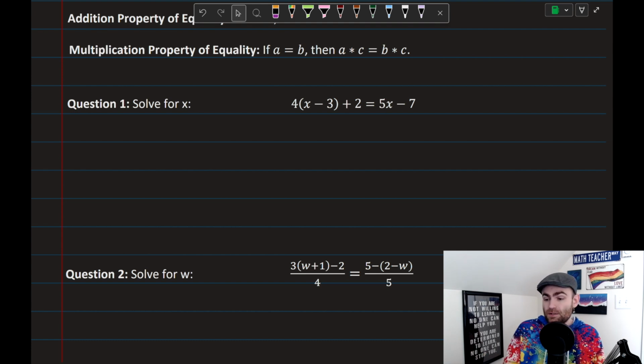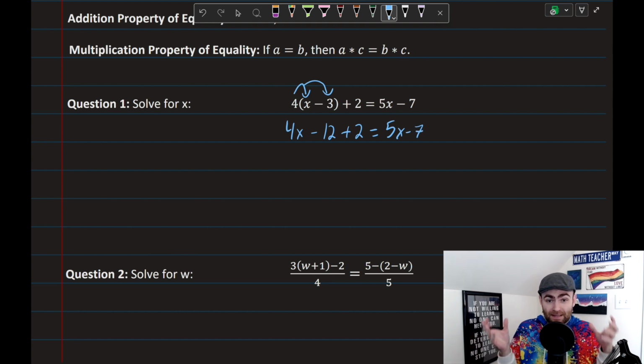So first and foremost, I see that I have parentheses. And I know that the parentheses are there because the entire thing, the x minus 3 itself, is being multiplied by 4. So I'm going to distribute that multiplication. So 4 times x is 4x. 4 times negative 3 is negative 12. And then I have this plus 2 equals 5x minus 7.